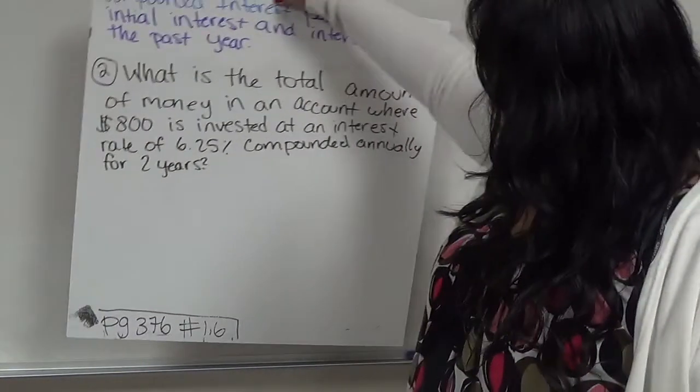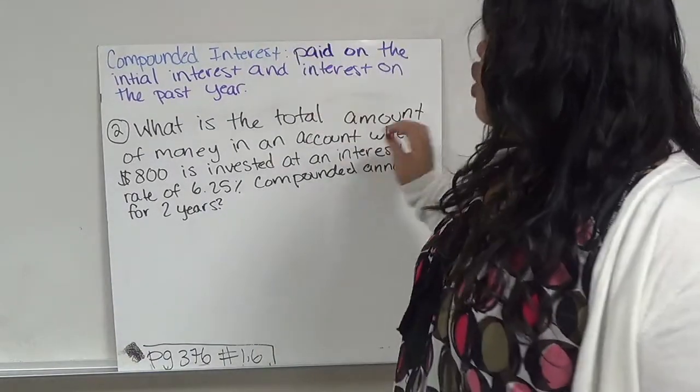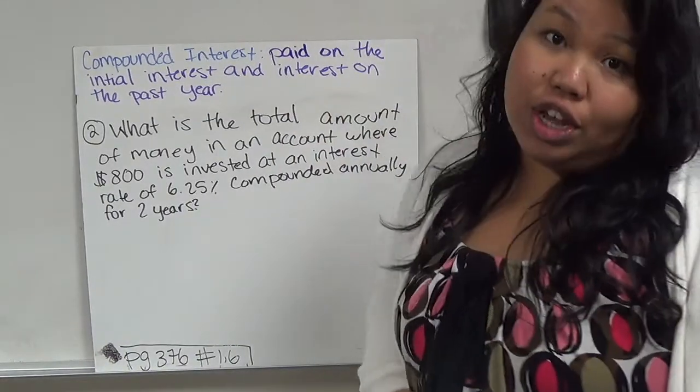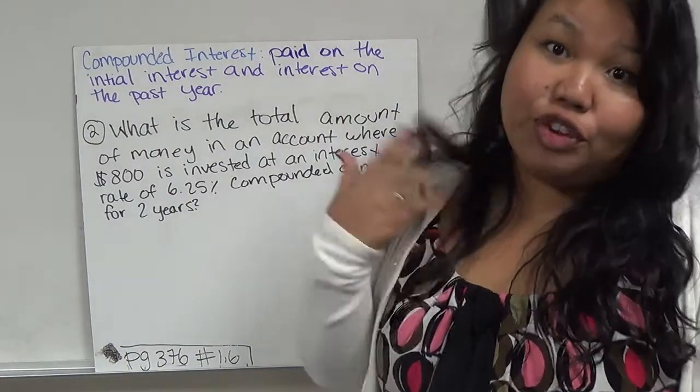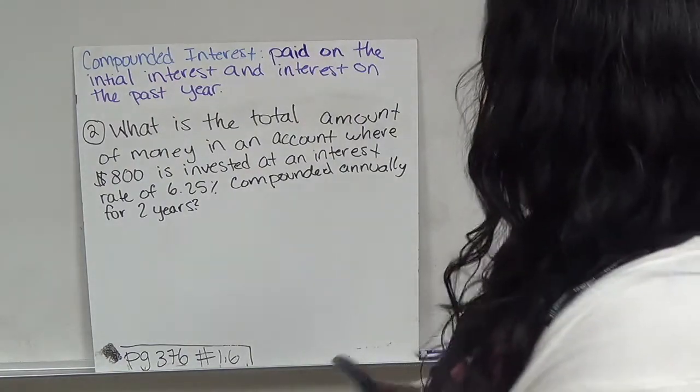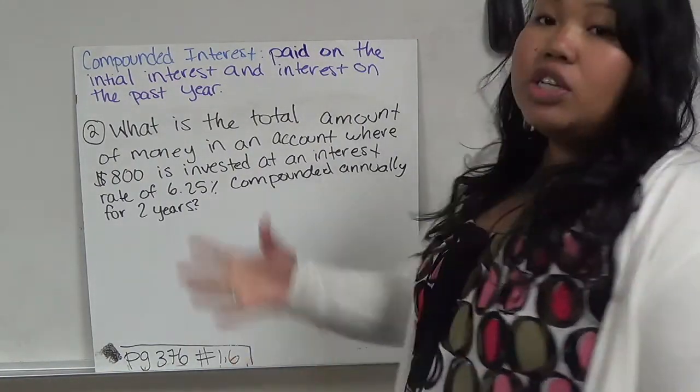So compound interest is worse or better according to how you look at it. If you're getting the money, it's better. If you're losing the money, it's worse. So each year, you're going to make a certain amount of interest.